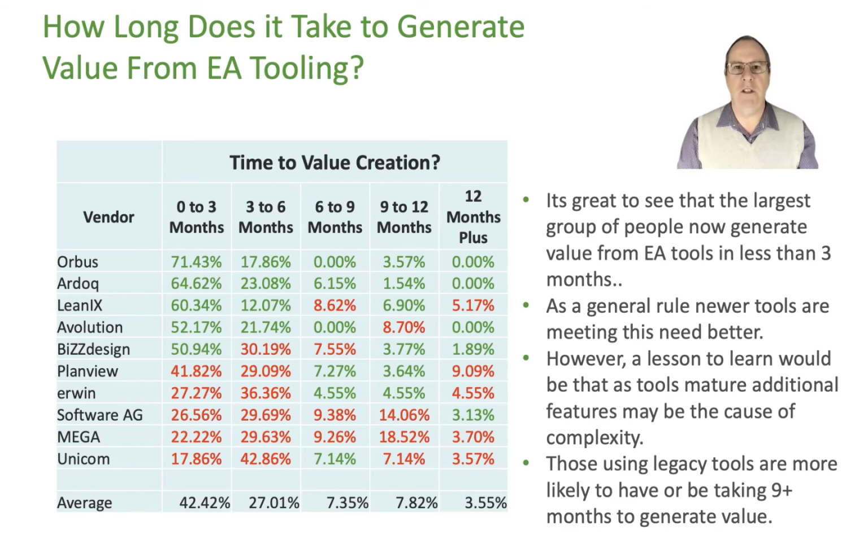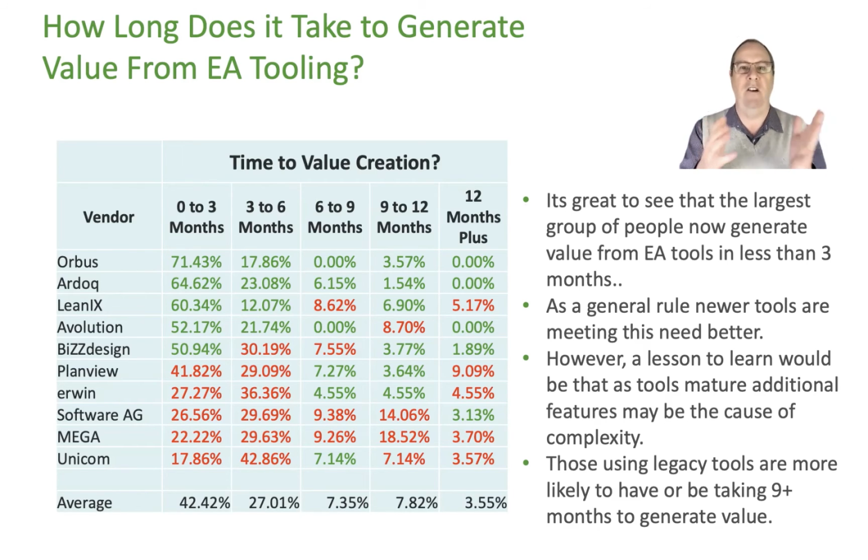So another data point that I really wanted to share was, how long does it take to generate value from EA tooling? I can't go into lots of depth here, but here's what I found interesting. If you take a look at Orbis, RDoC, Linux, Evolution, and Biz Design, then the majority of their customers say that they are generating value in less than 3 months. It's only when we look at the older style tools, the Software AGs, the Megas, the PlanView, that we see significant drift out into that 6 to 9 and 9 to 12 months.